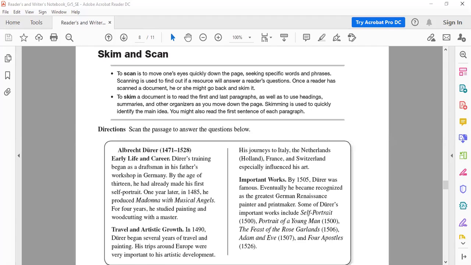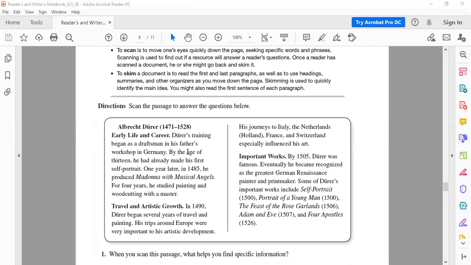So the first thing we have is scan. What does it mean, scan? It means that if you have a passage or a story or an article and you want to understand if it is what you need, for example, I need from you a research project. In this project, you have to search for information about da Vinci, for example.